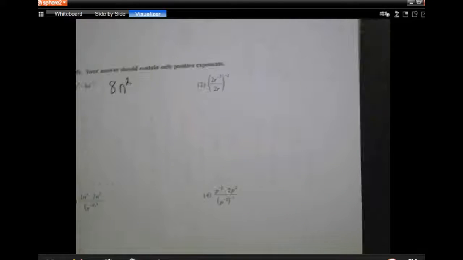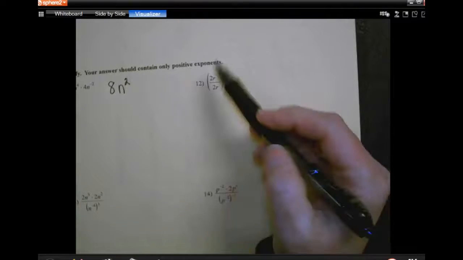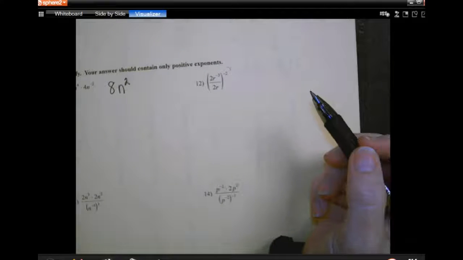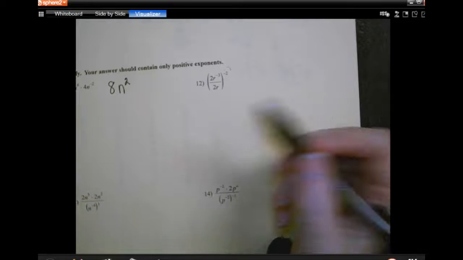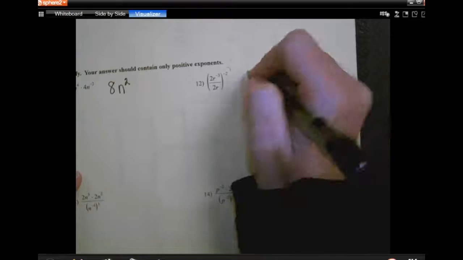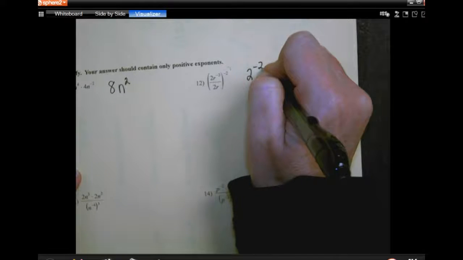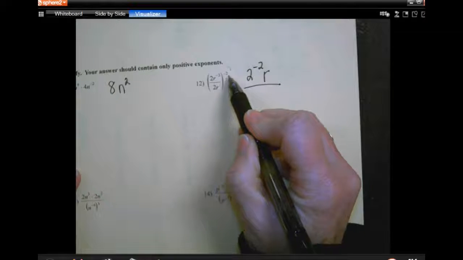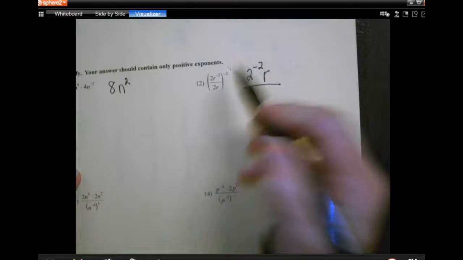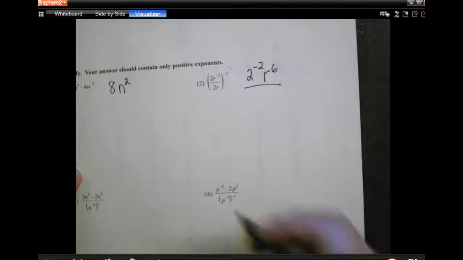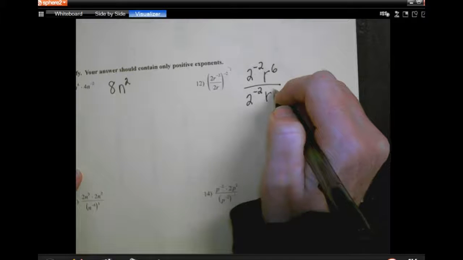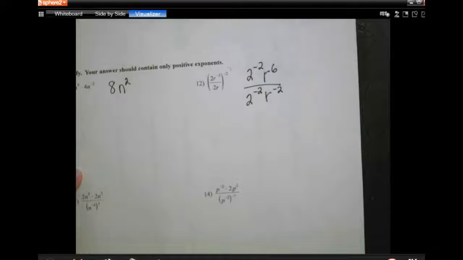Okay, so for the next one, so I have a negative 2 here, right? And I have to distribute that to everything inside. So I'm going to get 2 to the negative 2. What's going to be the r? So it's negative 3 times negative 2. That gives me positive 6. And then on bottom, I have 2 to the negative 2, r to the negative 2.